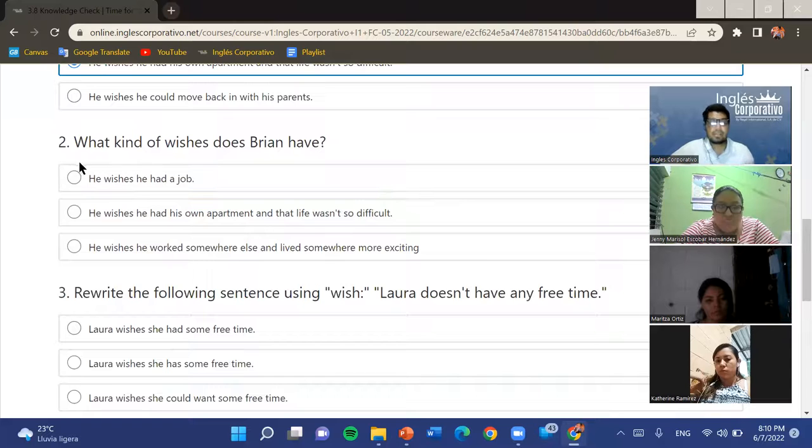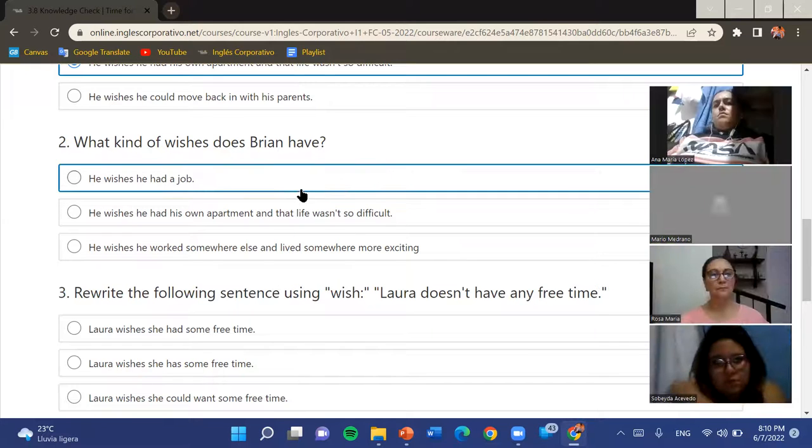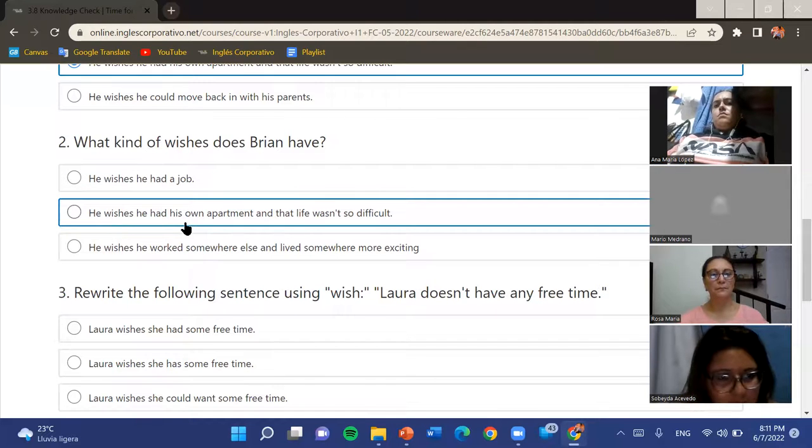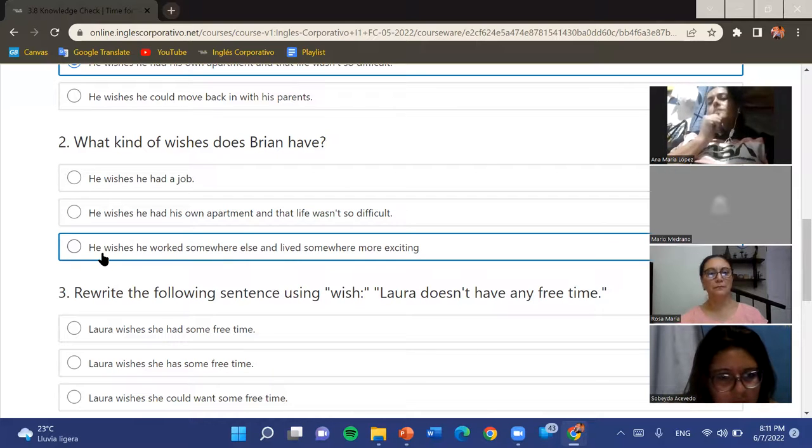In the case of what kind of wishes does Brian have? And what did you guys get? What was the wish that he expressed? Is it that he wishes he had a job, or is it that he wishes he had his own apartment and that life wasn't so difficult? Or is it that he wishes he worked somewhere else and lived somewhere more exciting?